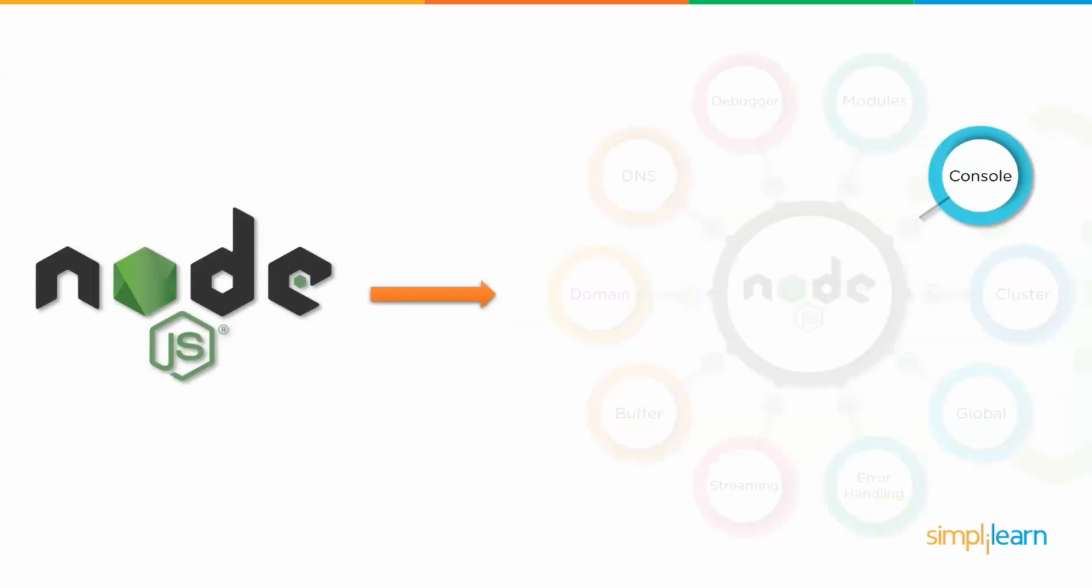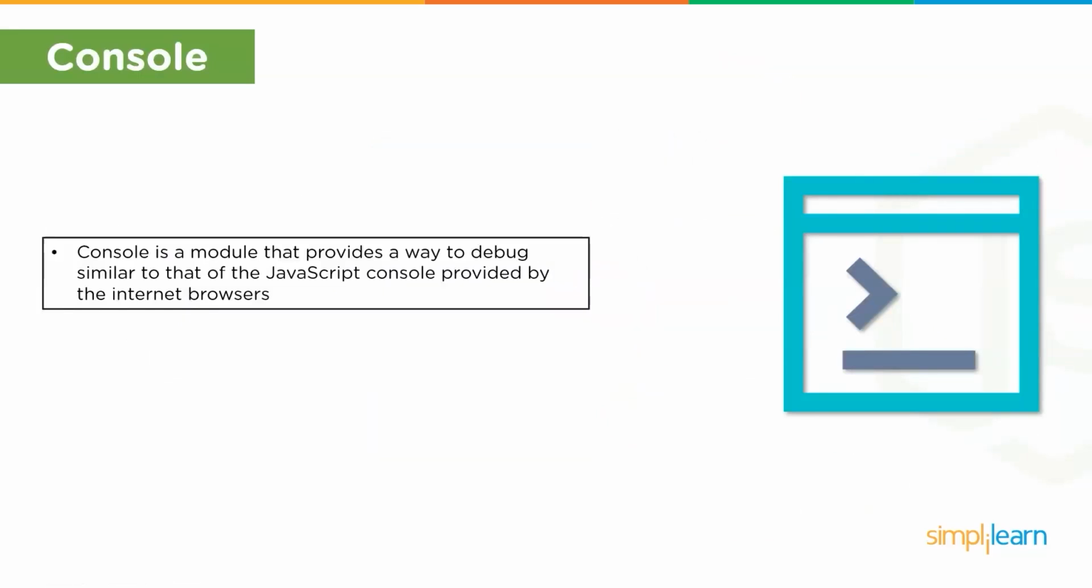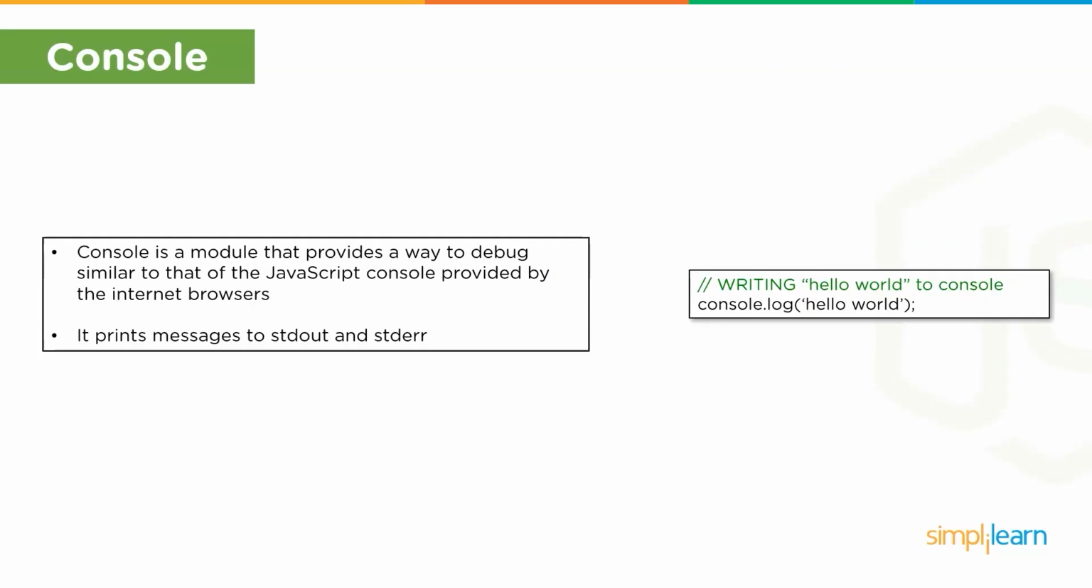Next up, we have console. The console module provides a simple debugging console that is similar to the JavaScript console mechanism provided by web browsers. Now the console can print messages to stdout, which prints standard output messages, and stderr to print the error messages.